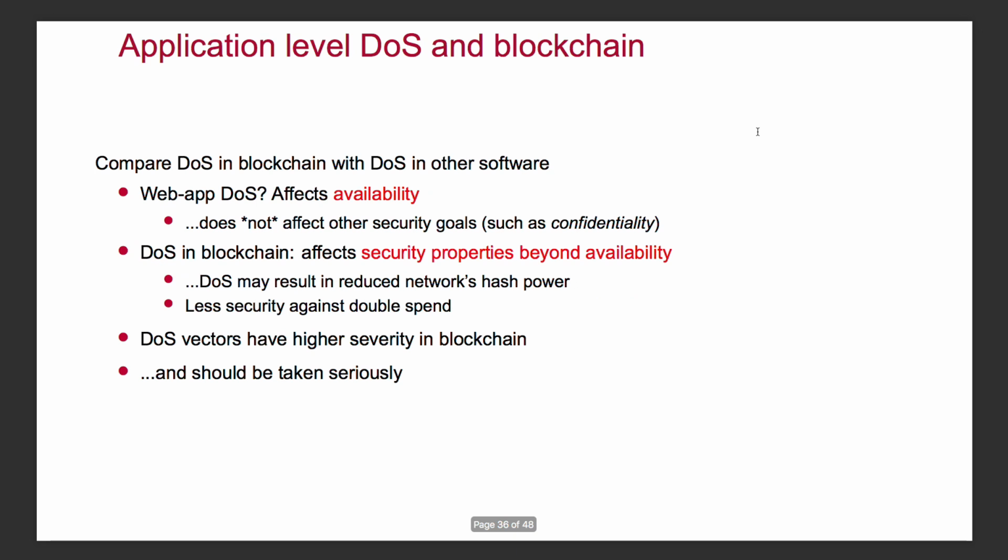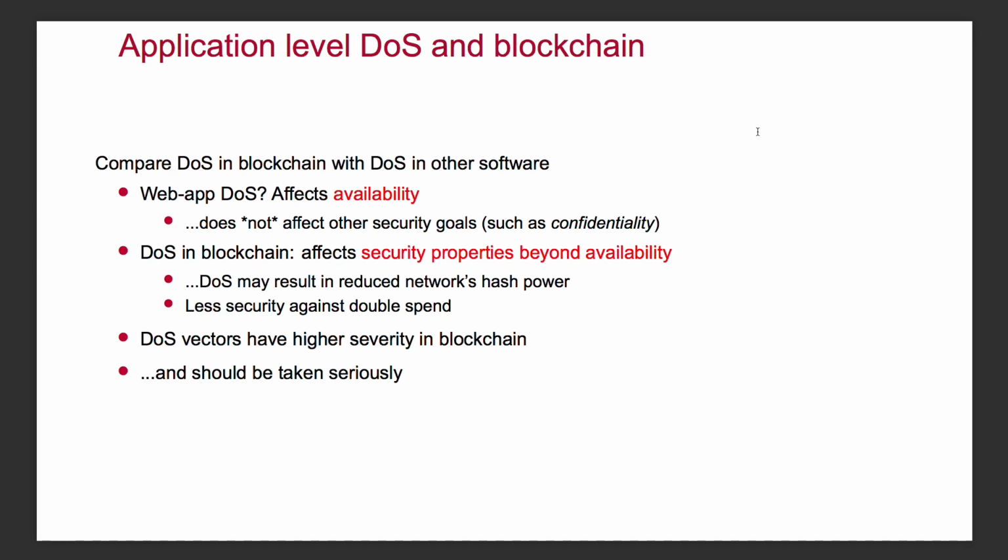Now if we compare DoS in blockchain, like the Satoshi blockchain in Bitcoin, with DoS in other software, DoS is regarded as a kind of issue that's not that important. For example, in a web app, it affects availability, which is a huge issue if this is a really important web app, but it does not affect other security goals. It does not affect confidentiality. If I have a DoS attack on a web app, I'm not going to see the passwords of users inside that system.